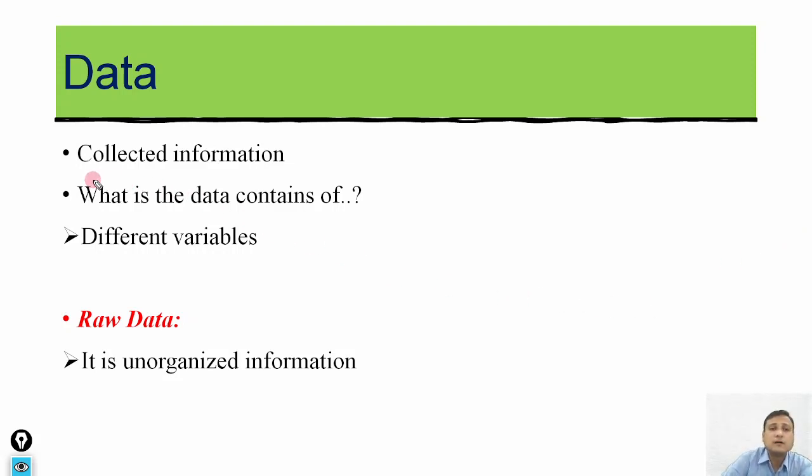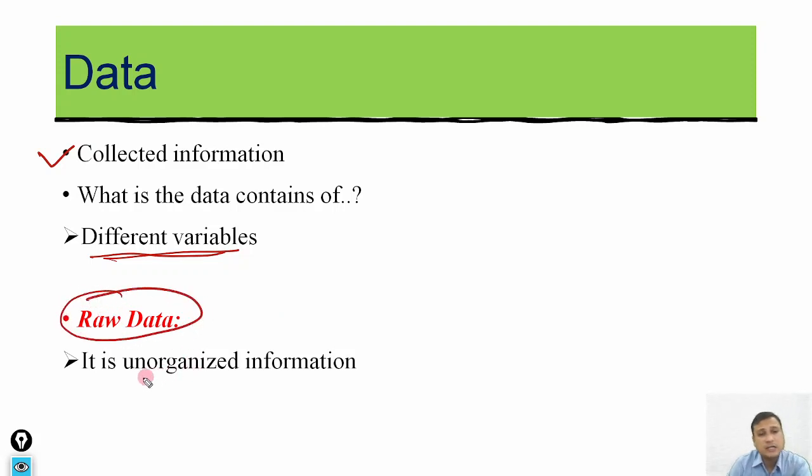Data, in a different word, data is nothing but the collected information. And what is the data? It contains different variables. There are different variables in the data. What is raw data? Raw data is unorganized information.